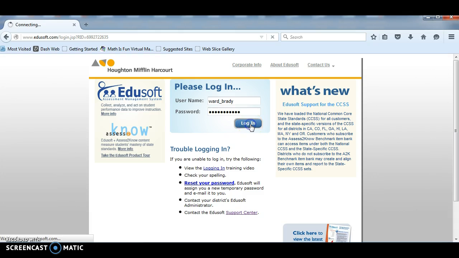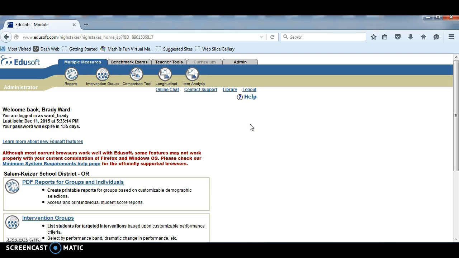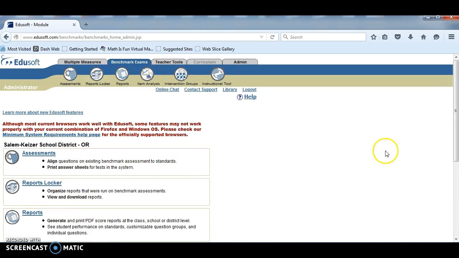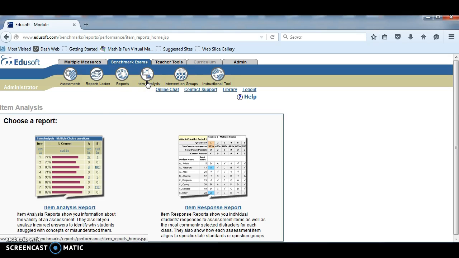So I'm going to go ahead and log in, and we're going to look at benchmark exams, and we want to do item analysis. I'm going to click right here, and we're going to choose the item analysis report.